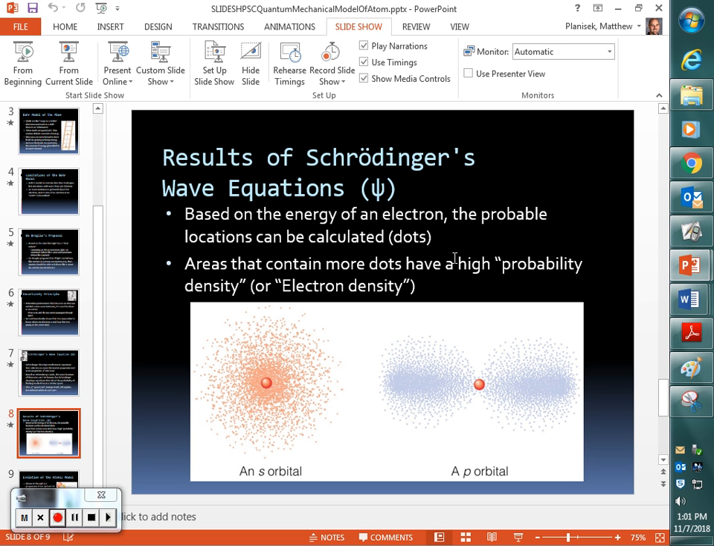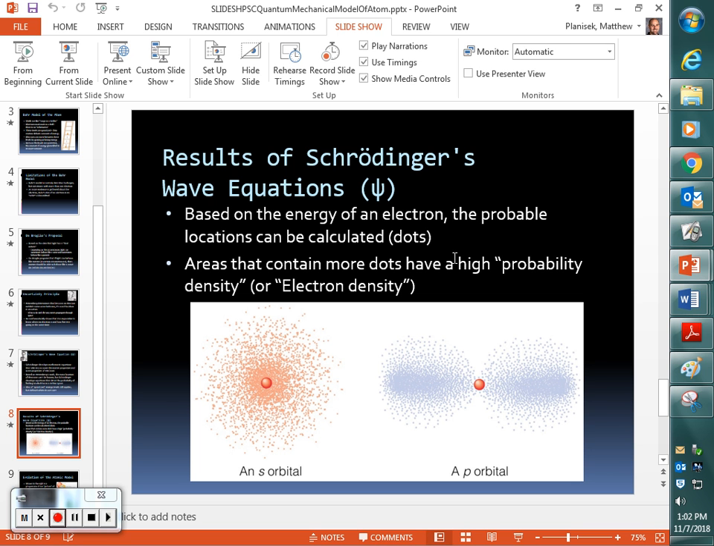What do we call these areas of high probability? Probability density. That's what it's based on. What do we call the area? Maximum probability? See those underneath headings? In general, we call them orbitals.